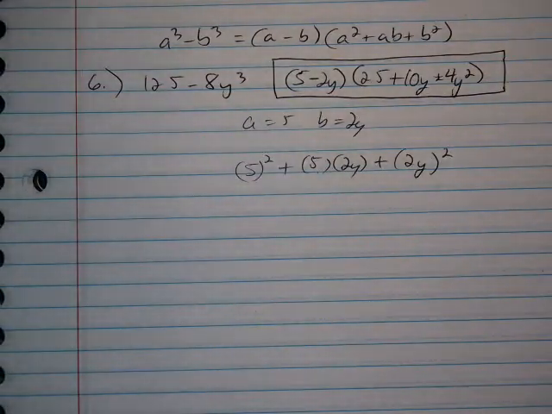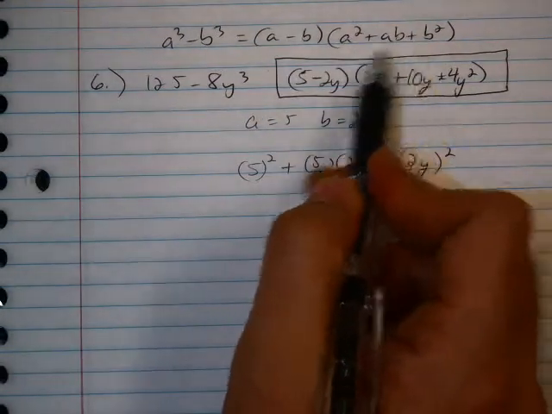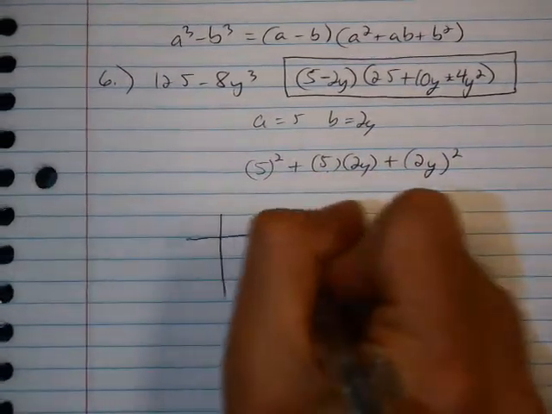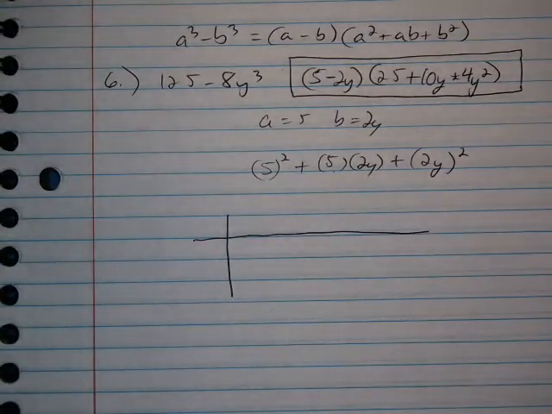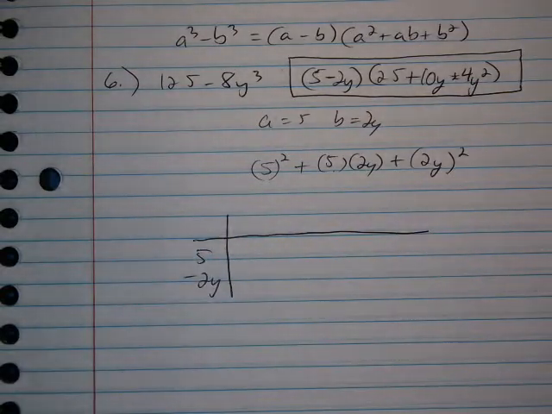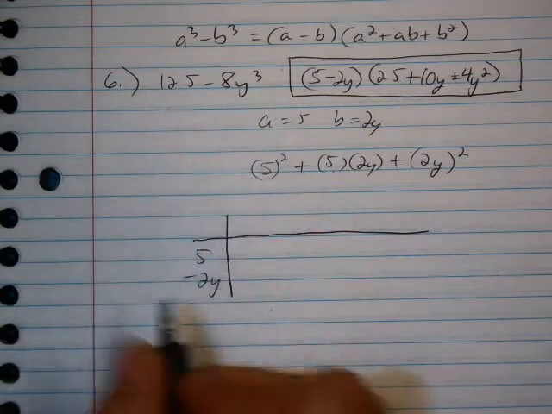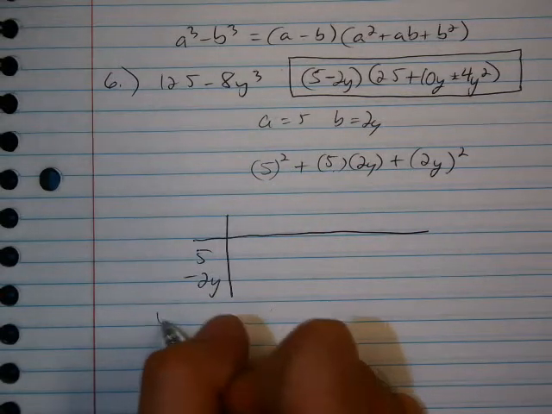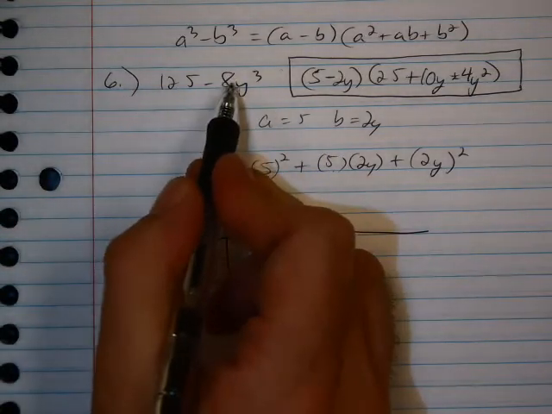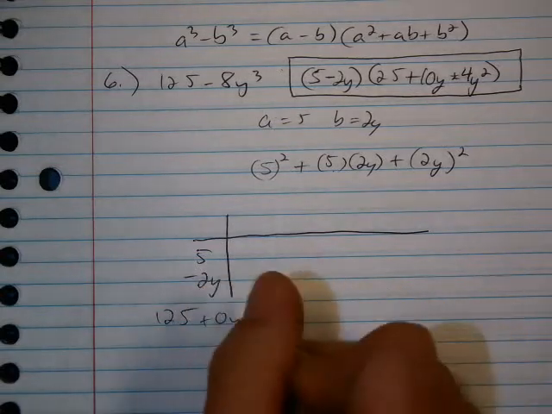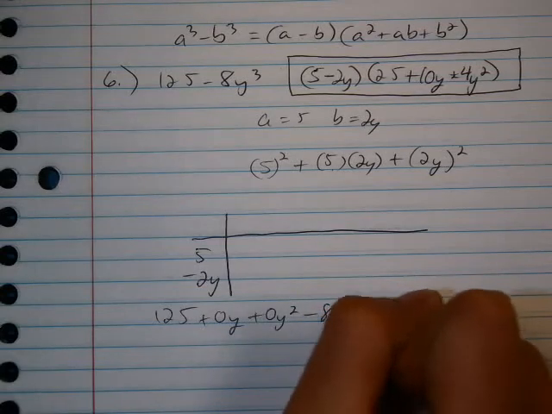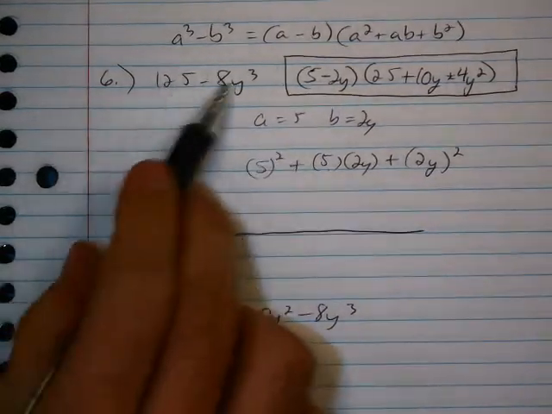Now if there's another way, if you're confused with plugging things into the A's and B's, once you get this, and if you're comfortable with the division box, you can go ahead and use the box. You can do 5 minus 2y on the left side, and we're going to divide into this. It's going to look weird because you don't have a variable first, but it would be the same process. You'd have 125. It's just going to go backwards because you'd have 0y, and the y's will now count up, plus 0y squared minus 8y cubed. So I'm dividing this into this.